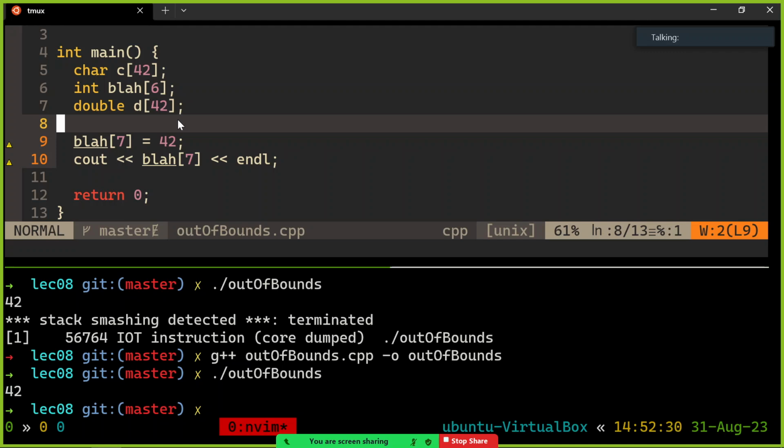Okay, so that is the problem, yes? What if you made the not an array, just a regular double? That's probably going to be fine too.